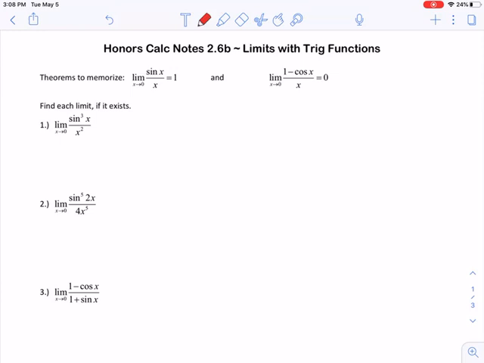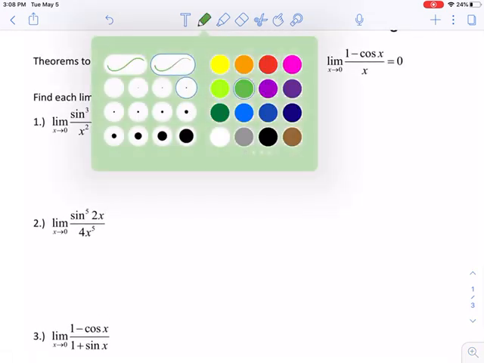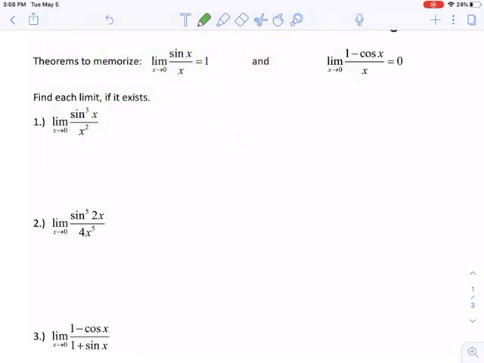So if I take a look at number 1, we want to find the limit as x approaches 0 of the sine cubed of x over x squared. If I have powers, then I want to go ahead and break this up. So I'm going to go ahead and rewrite this as the limit as x approaches 0 of, I have a sine on top times another sine times another sine. We've got 3 sines being multiplied in the numerator, and we have 2 x's being multiplied in the denominator.